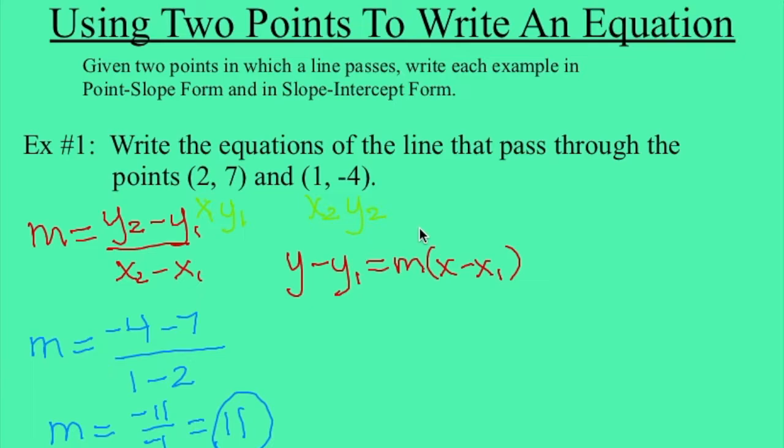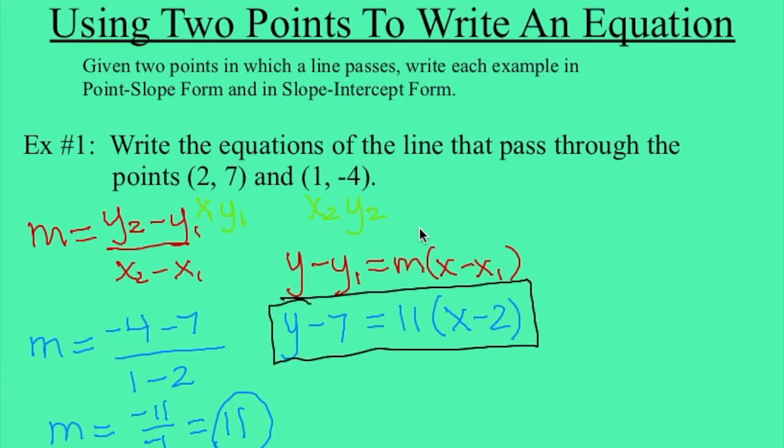So if I use this first point here, (2, 7), I would have y minus 7 equals m, which stands for slope, which we calculated to be 11, times x minus 2. So that there is your point slope form. So this is the first form that they ask you for. So you would be done with that form.